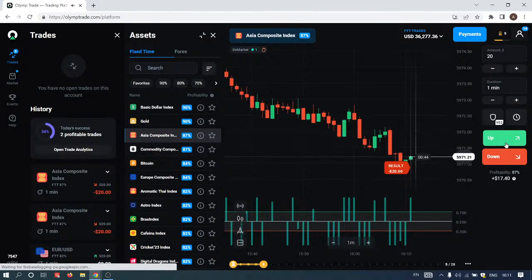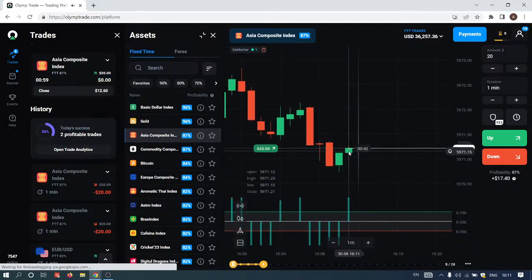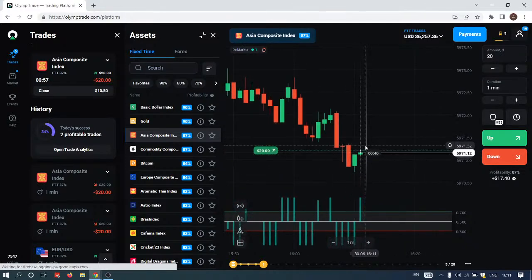All right, so not lucky. Two trades with a loss. Okay, and the next dash appears in the upwards direction.